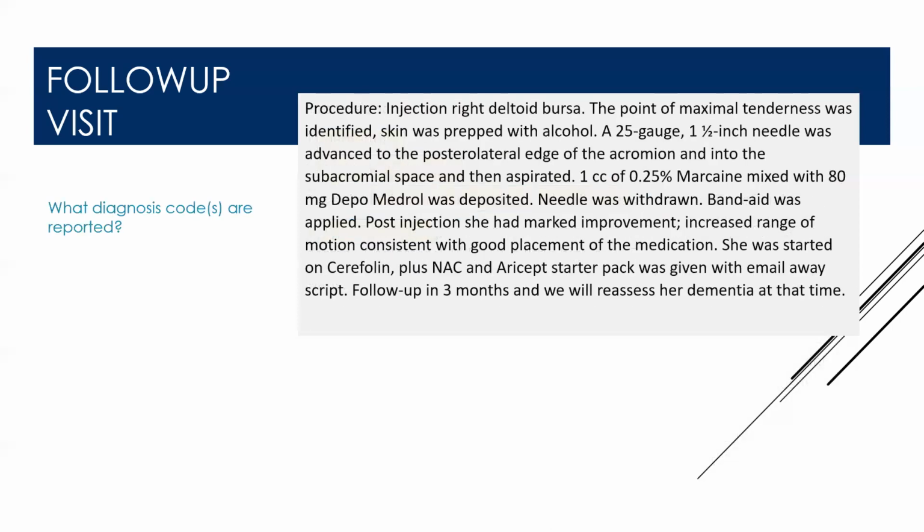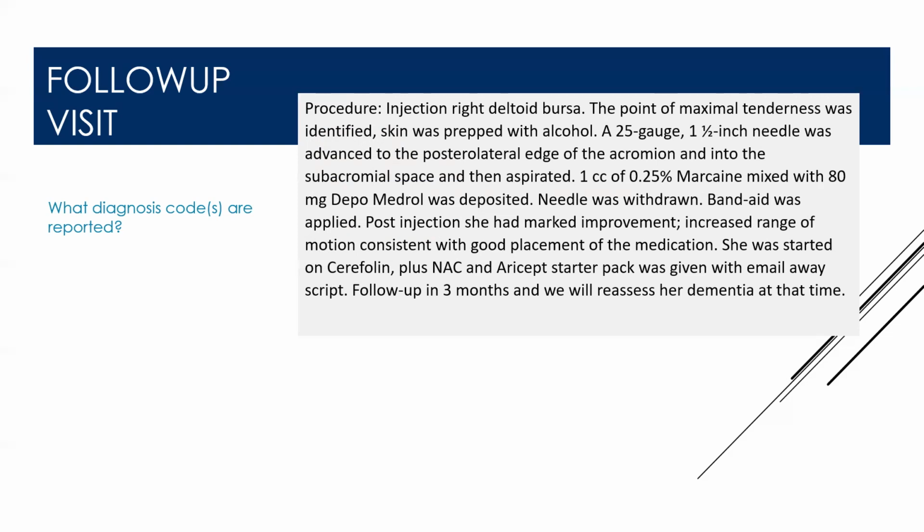And then the provider also documents the injection that was performed, and it says injection right deltoid bursa. The point of maximal tenderness was identified. Skin was prepped with alcohol. A 25 gauge, 1.5-inch needle was advanced to the posterolateral edge of the acromion and into the subacromial space and then aspirated. 1 cc of 0.25% Marcaine mixed with 80 milligrams Depo-Medrol was deposited. Needle was withdrawn and Band-Aid was applied.